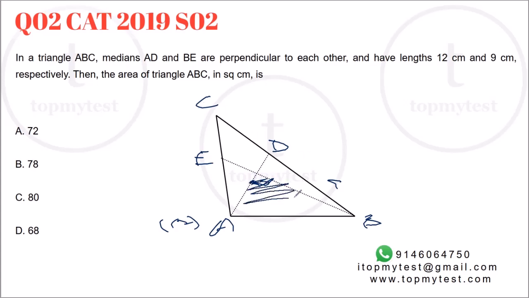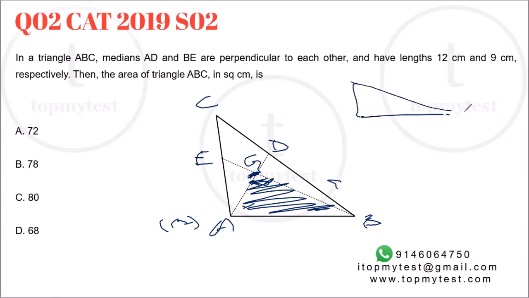Now we also know that this is a centroid. If two medians meet at a point, the third median will also pass through the same point. That's right. It will be the centroid. This centroid will divide the triangle into three triangles of equal area. Which means, suppose this is G, the area of AGB will be 1/3 the area of triangle ABC. So I need to find the area of triangle AGB. Let's see what AGB will look like.